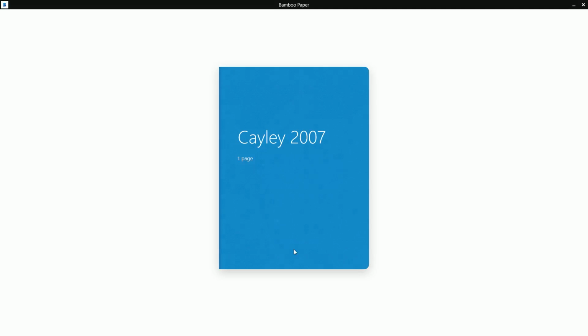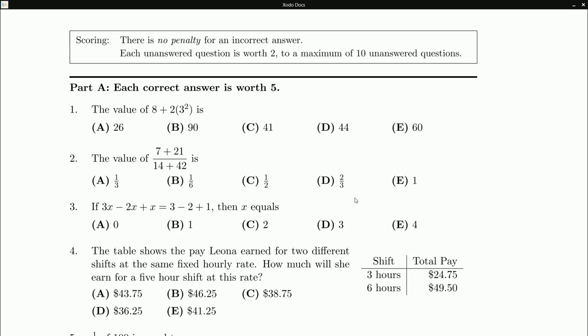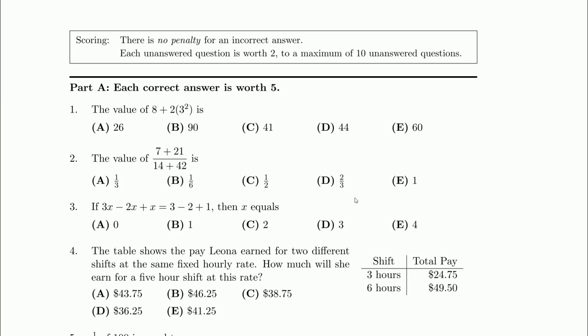So we're going to open up our notepad here. And in my rant, I've forgotten exactly what the question was. What is it? 8 plus 2 times 3 squared. Okay, so 8 plus 2 times 3 squared. Well, let's get calculating.